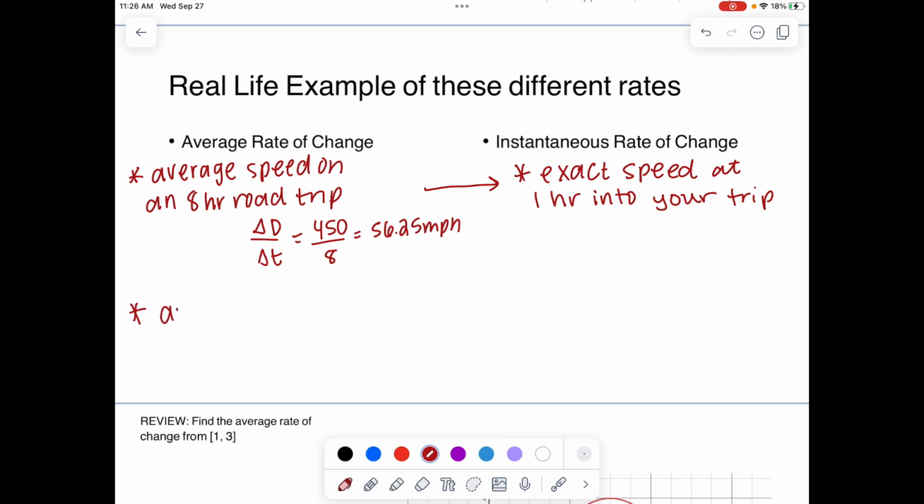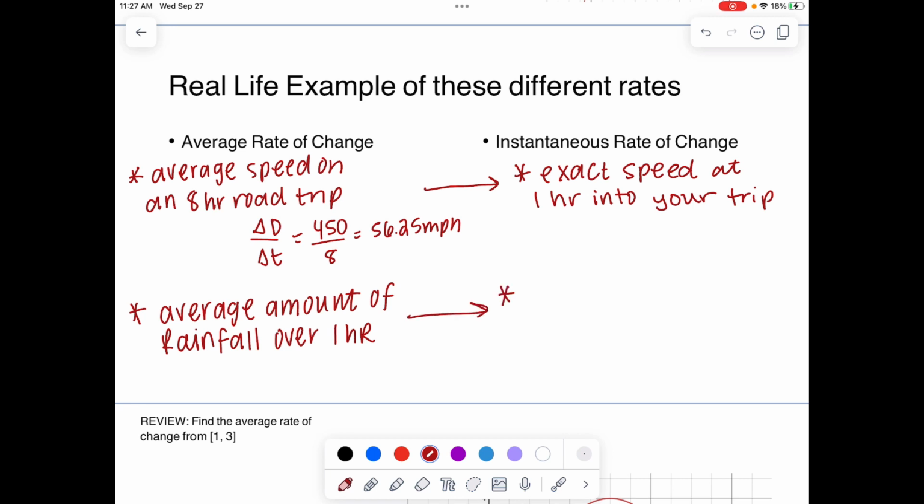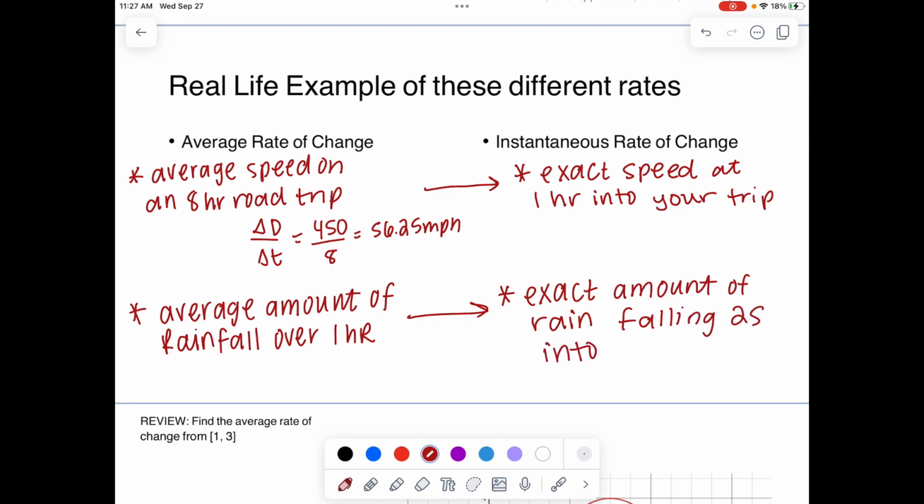Another example is, say it's raining outside. The average amount of rainfall over 1 hour would be the average rate of change. You would just take the total amount of rain and divide that by time. But instantaneous rate of change would be like saying, what is the exact amount of rain falling 25 minutes into a storm? So that's an exact time in history.